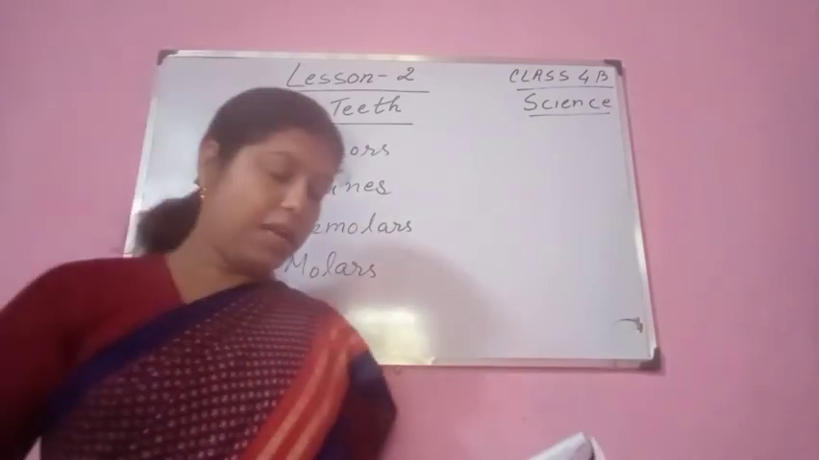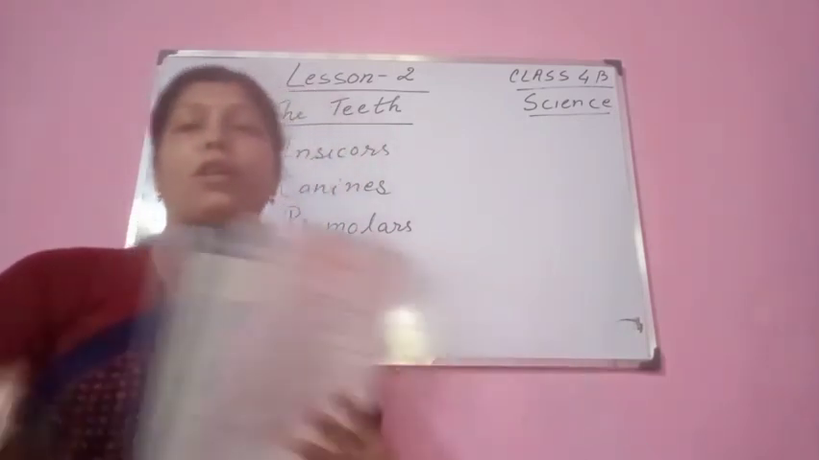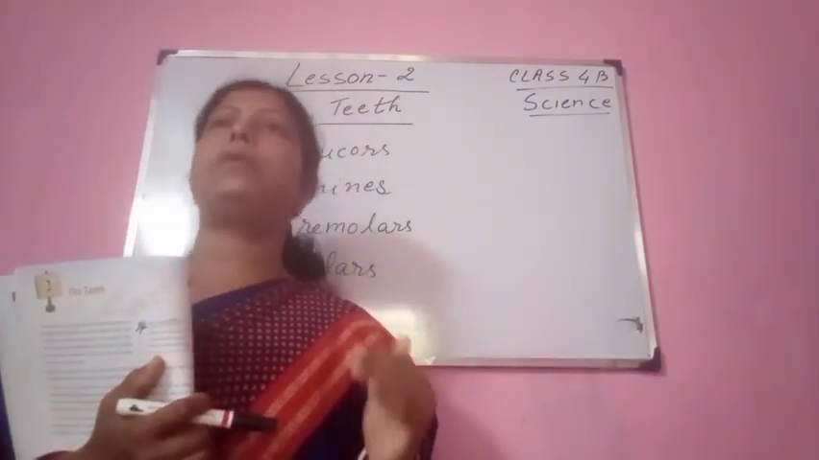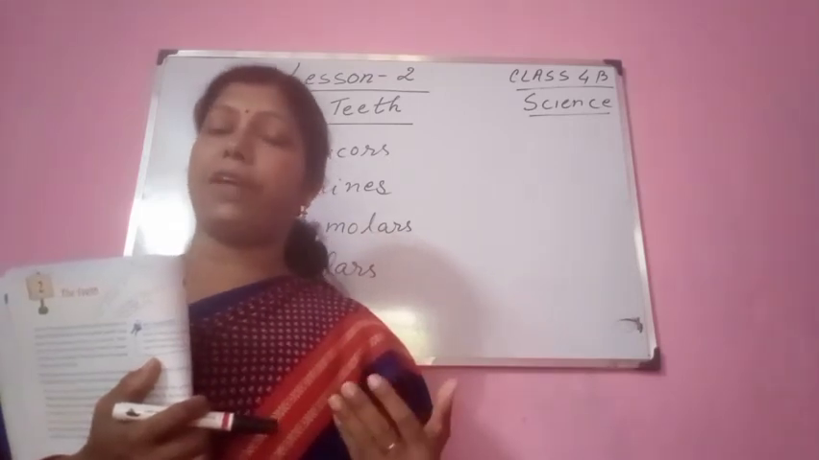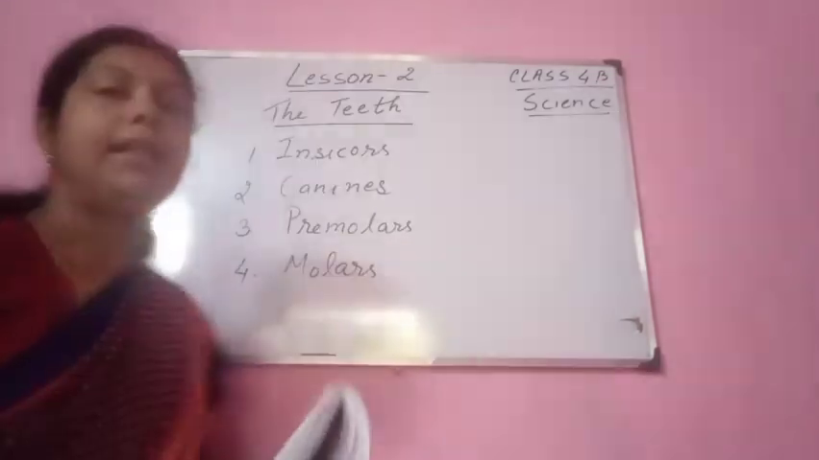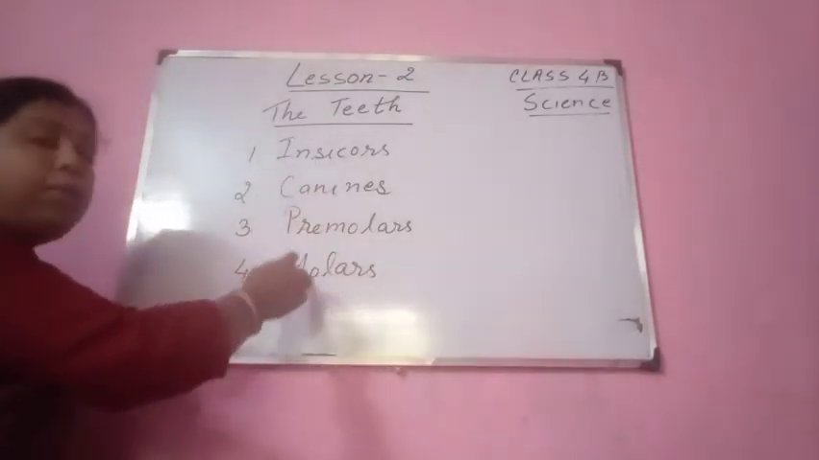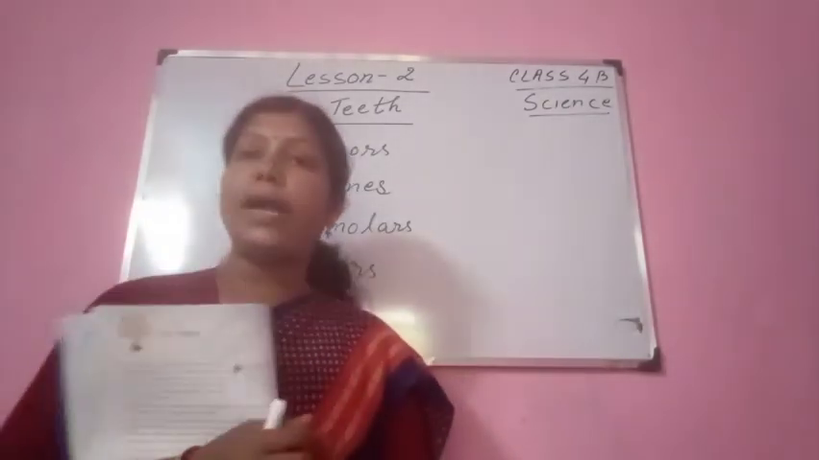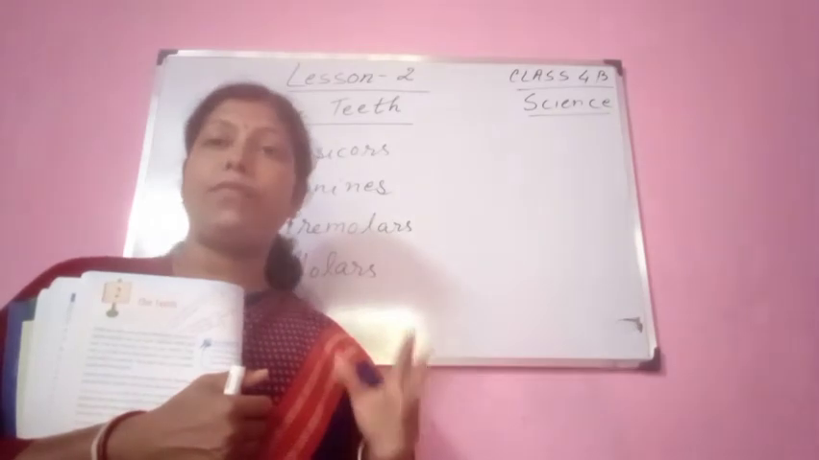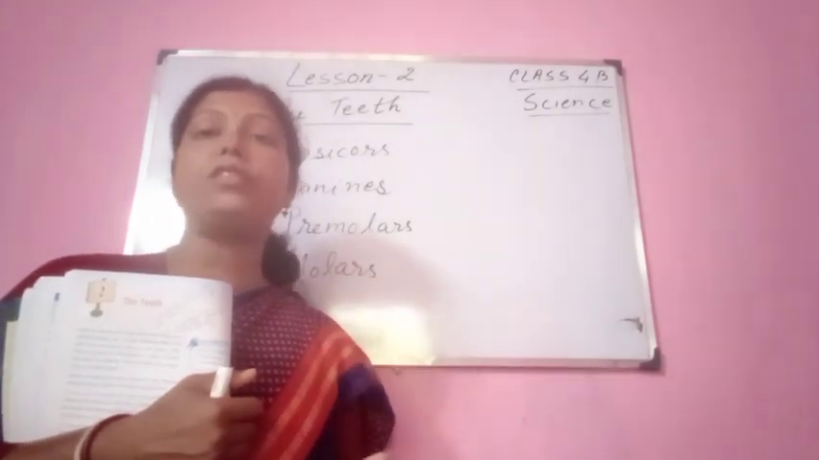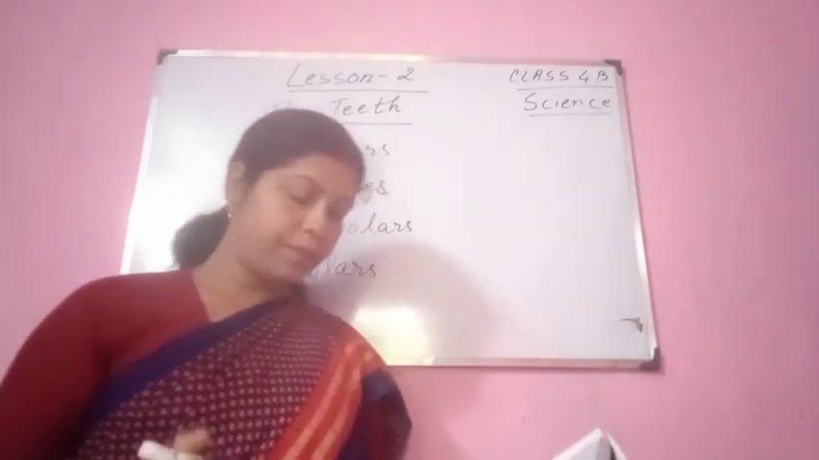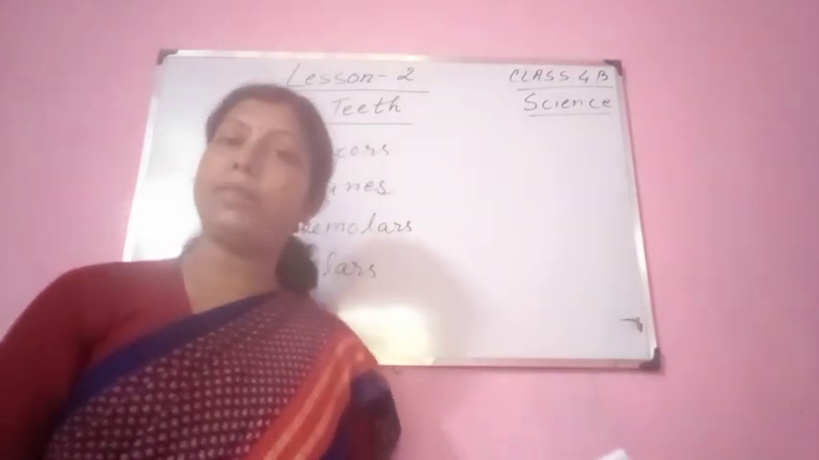Now you see, adults have all the 4 kinds of teeth. How many kinds of teeth do adults have? They have all the 4 kinds. When a person is 24 or 25 years of age, he has all the 4 kinds of teeth. What are they? They are incisors, canines, premolars and molars. But as a child, you are small and you don't have all the 4 kinds of teeth. You have only 3 kinds of teeth in your mouth.